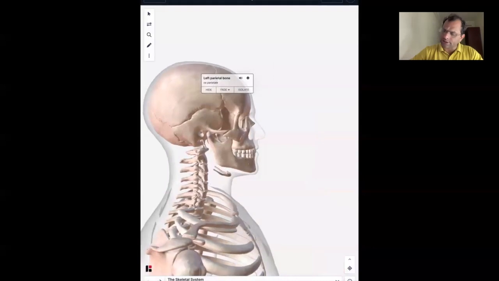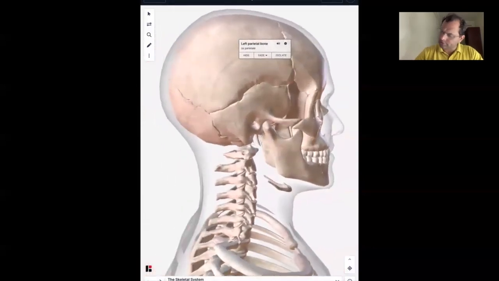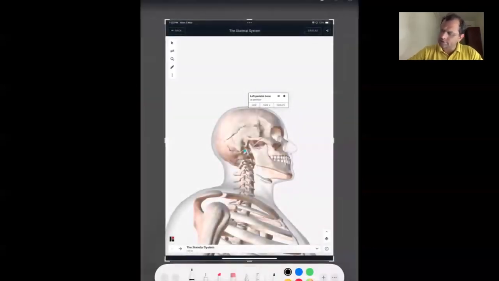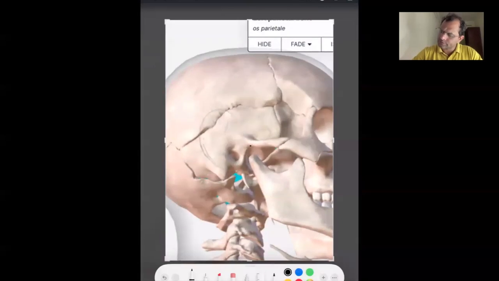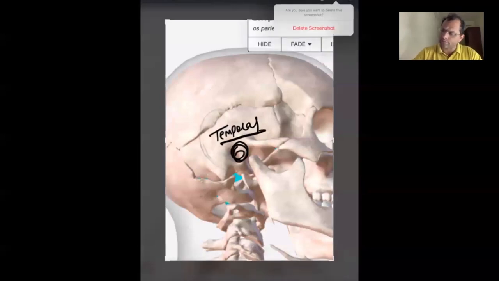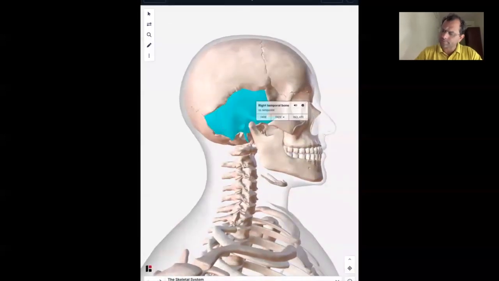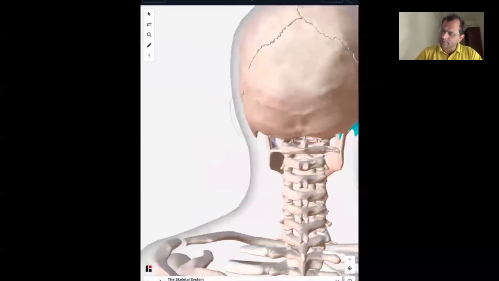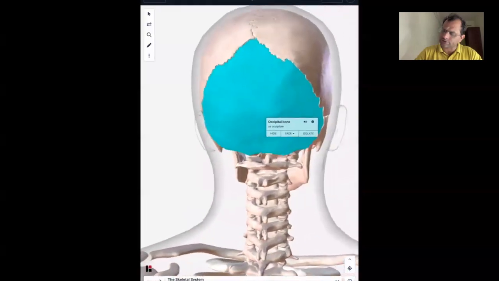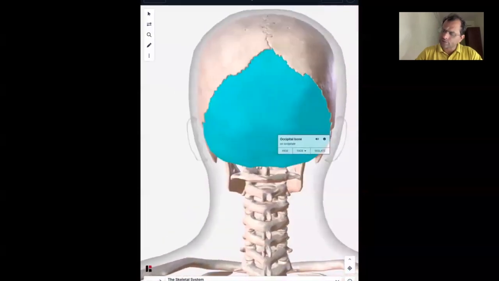Then we are coming on the side, just above the ear. So our ear is here, and this is the temporal bone. So we have right temporal bone, left temporal bone. There are two temporal bones. So the temporal bone is also in a pair. Then we are going on the back side, that is the occipital bone. This is a single bone.